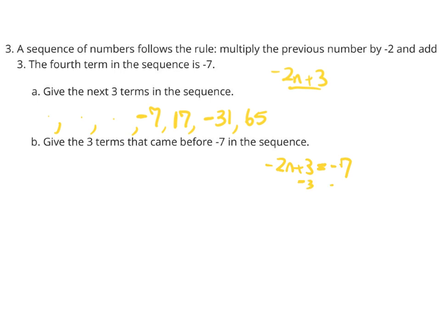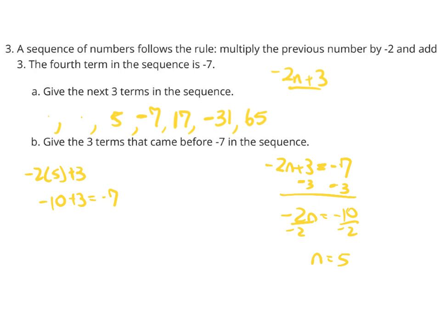So if I subtract 3 from both sides, I get -2n is equal to -10. If I divide by -2 on both sides, I get n is equal to 5. So it's a positive number. And then what you want to do whenever you solve an equation is check. So -2 times 5 is -10, oh, plus 3, I'm sorry, plus 3 is negative 7. So it works.